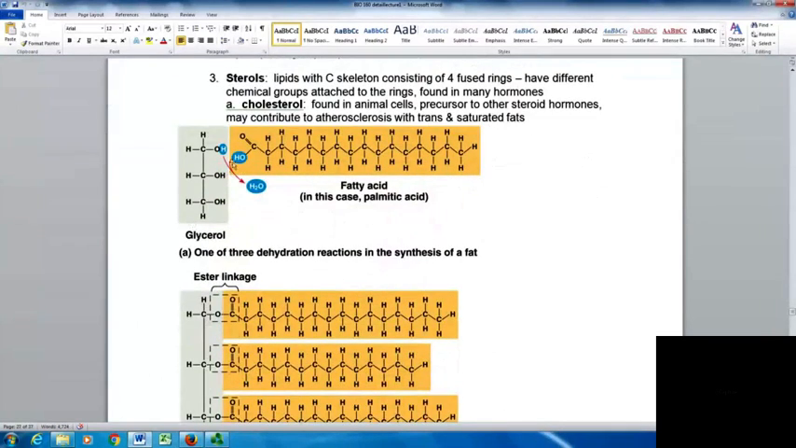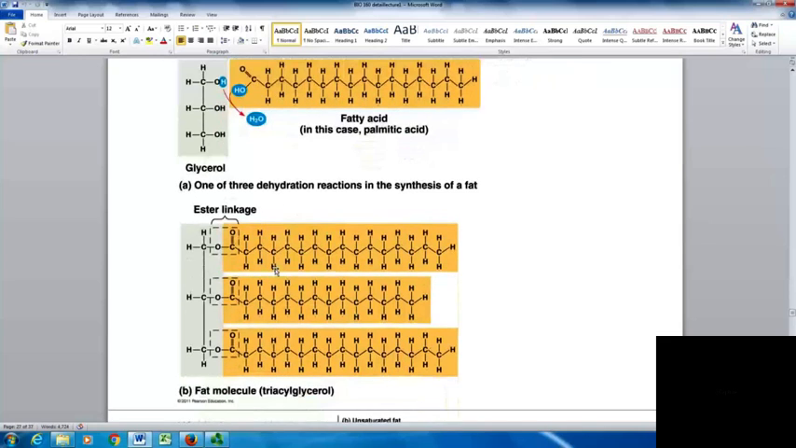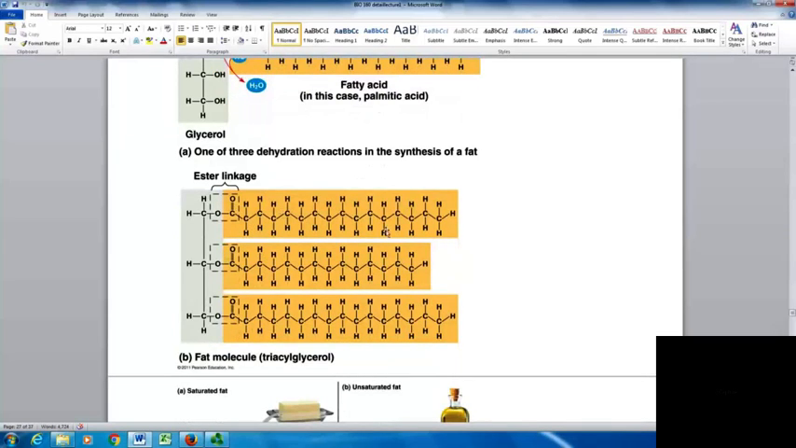So in this image here, you can see an example of the glycerol with a fatty acid attached. So you would have dehydration reactions that will occur. So this is just one of the 3 dehydration reactions that would occur in making a triglyceride. So here you can see with this triglyceride there are 3 fatty acids attached.